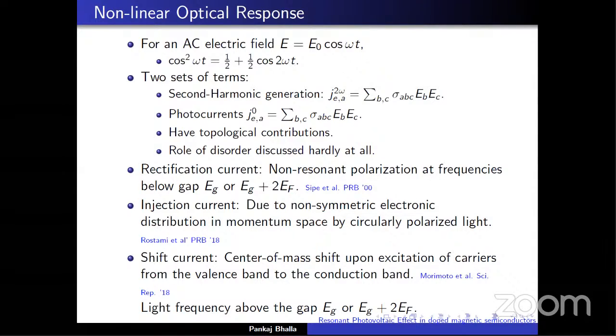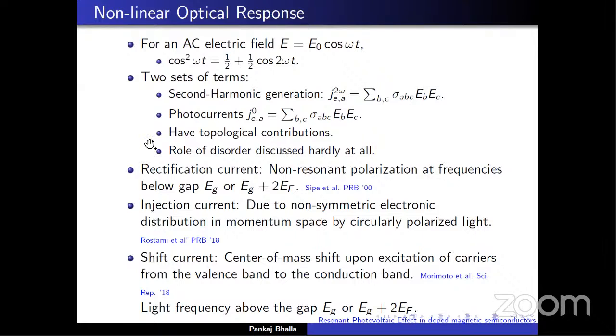Using the trigonometric identities, one can naively separate this into two parts, one which doesn't have an omega, another which has twice omega. You can also term it as a frequency summation in one set and frequency difference in the other. The frequency difference is a DC remainder, because omega minus omega cancels out. The other is twice omega, which we call second harmonic generation. The DC is called photocurrents. So we are mainly interested in the photocurrents, giving an AC field and studying the DC part from there.